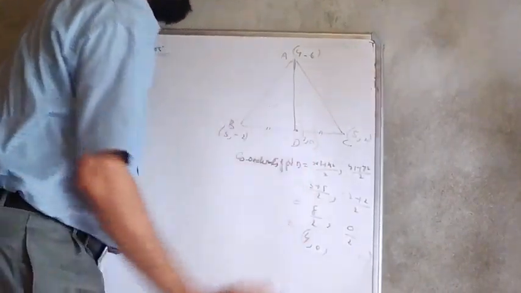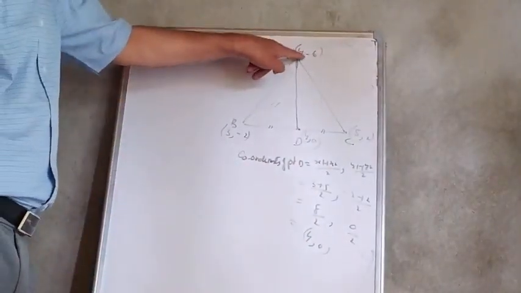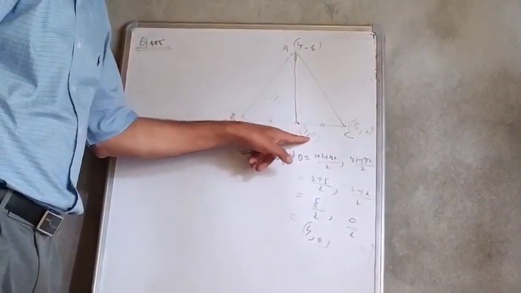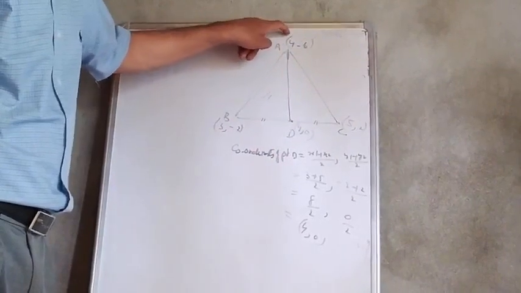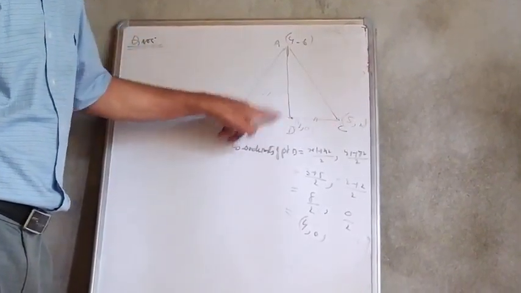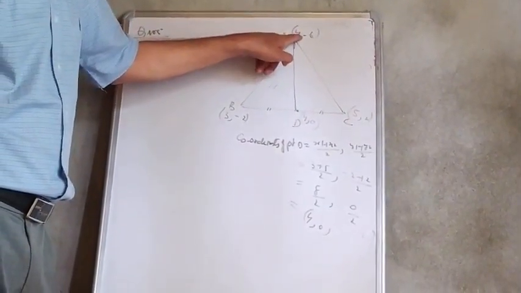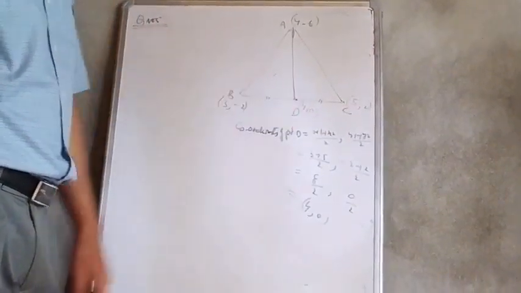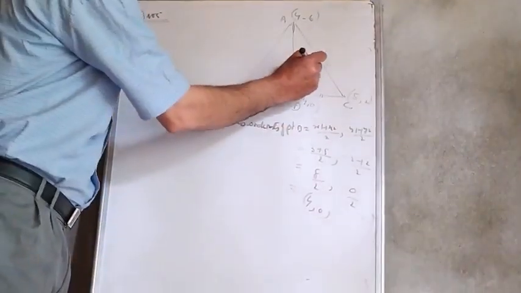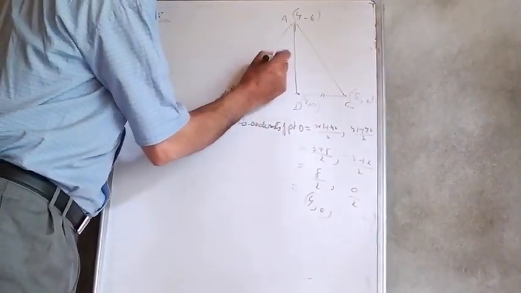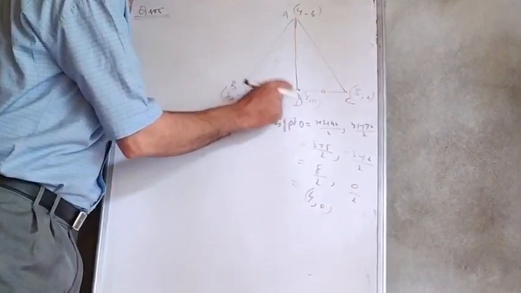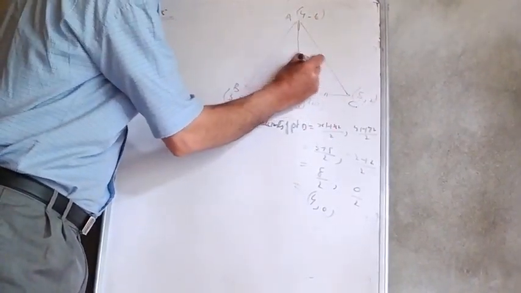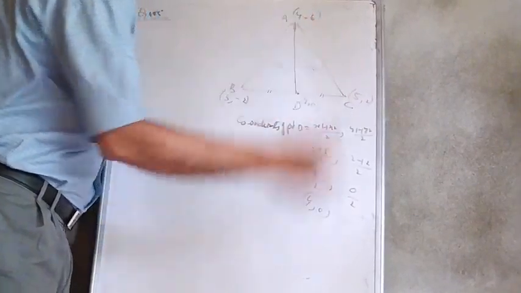Now these two triangles have coordinates. Triangle ABD has A (4, -6), B (3, -2), and D (4, 0). Similarly, triangle ACD has A (4, -6), C (5, 2), and D (4, 0). Now you can easily find the area of triangle ABD and the area of triangle ACD. Both areas must be equal. We have to prove this.